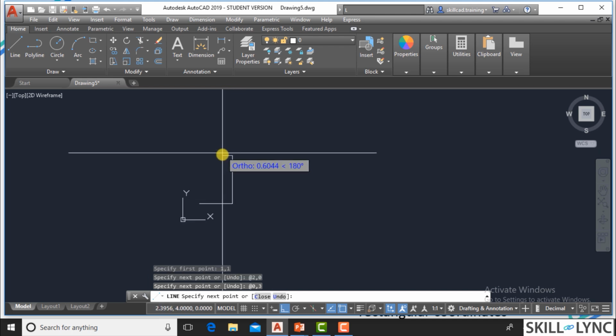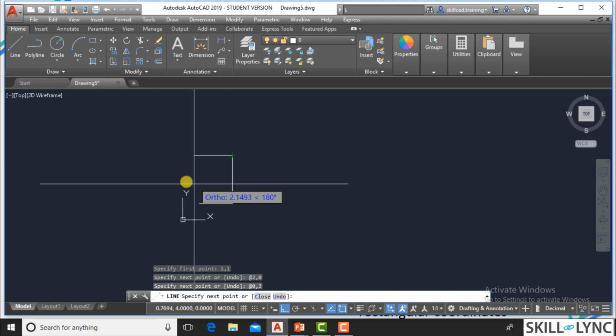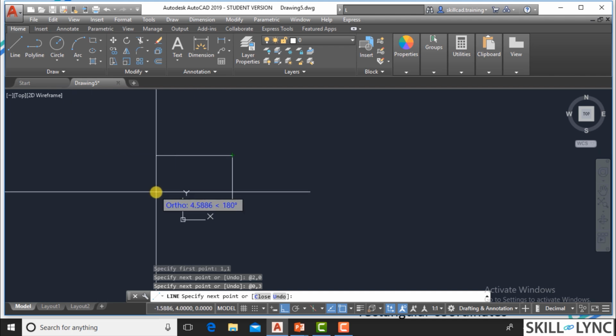Now if you want to move in the left direction, you have to say delta x is negative. So here delta x is negative means @ minus 5 comma 0: minus 5 units in x and 0 in y. That is a negative change, a decrement. And then you can go for C for the close option.